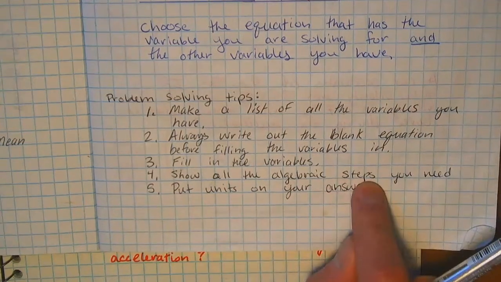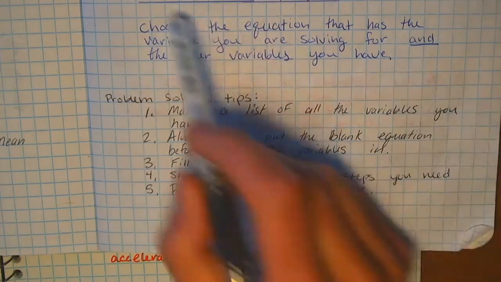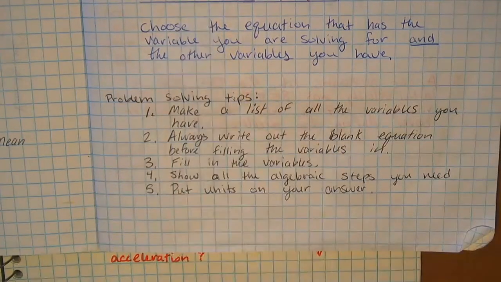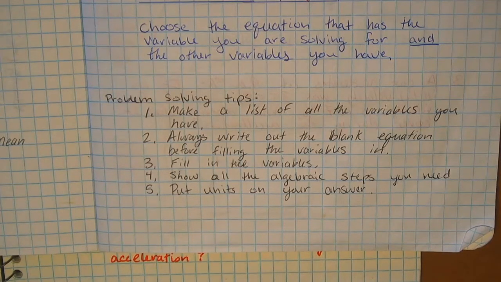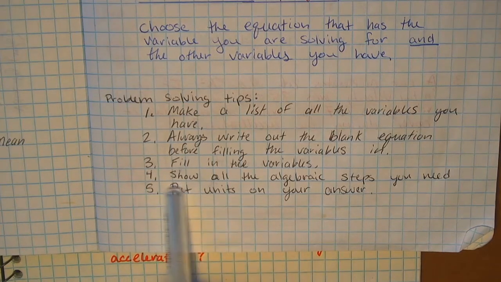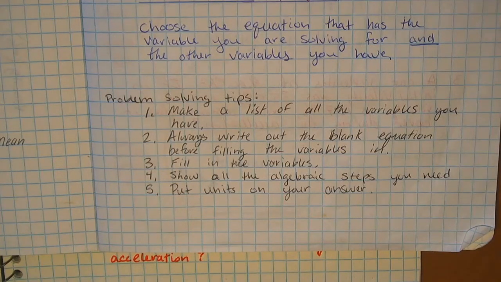Show all algebraic steps that you need. So this is the part where I don't care as much. So as soon as you've filled in the numbers into one of your equations, if you need to show the math steps to figure it all out, then show all the math steps. If you are pretty snappy at math and good at it, then you can skip a bunch of them. That part I don't really care. And then at the end, I want you to have your answer, and your answer needs to have units on it: meters per second, or meters per second squared.